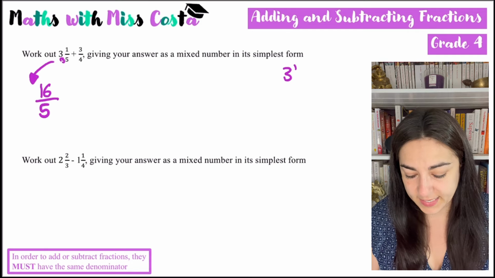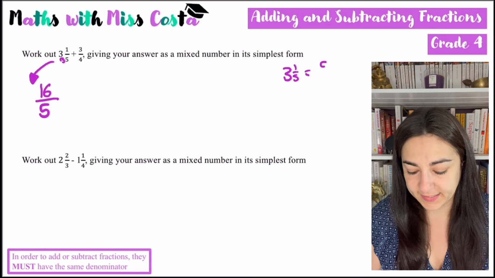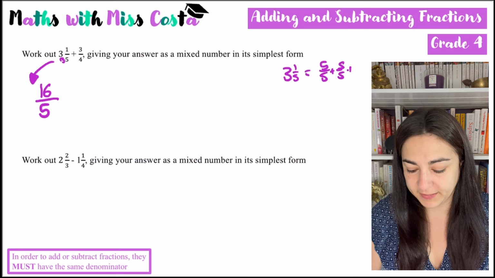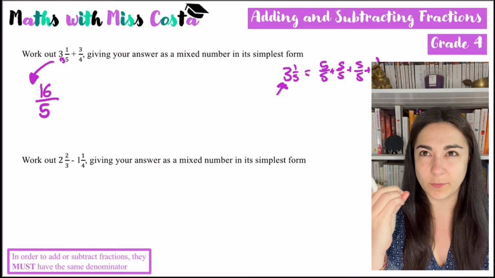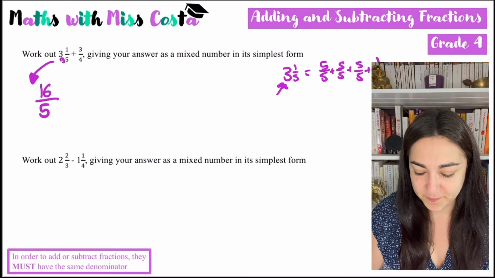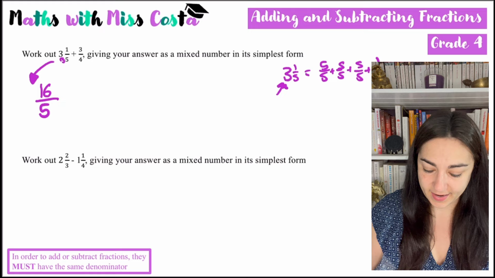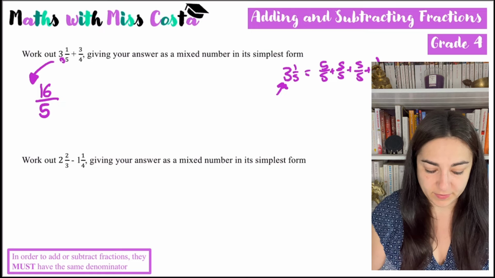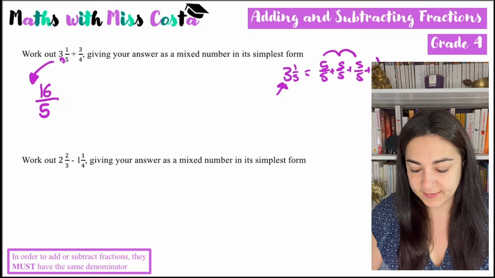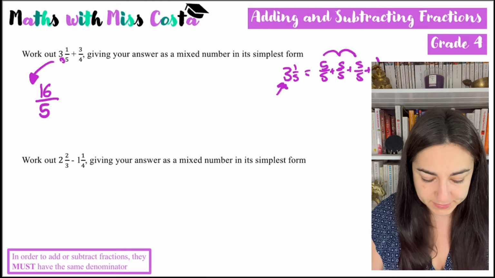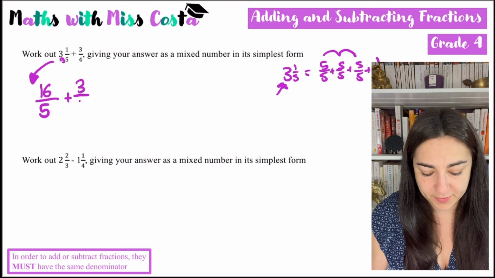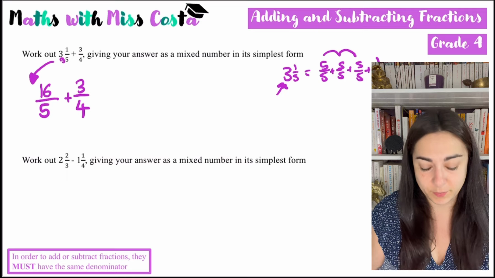So 3 and 1/5 is the same as 5/5 plus 5/5 plus 5/5 plus 1/5, because any whole number is like all parts of that fraction made up together. So it's 3 wholes and 1/5. That's why we do 3 times 5, because it's repeated addition, 3 lots of 5/5 plus 1/5. So it'll give me 16/5 plus 3/4. So I've got them both into improper fractions.